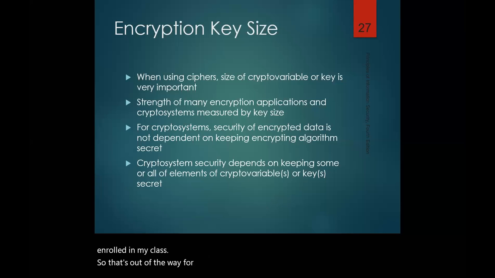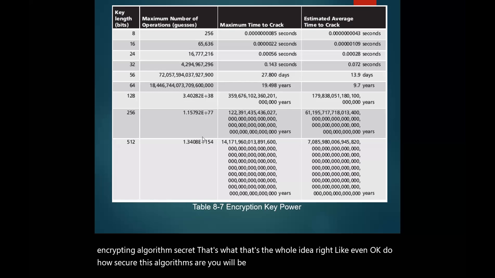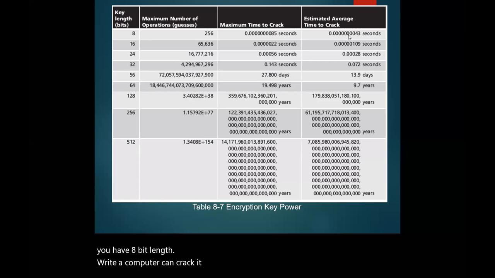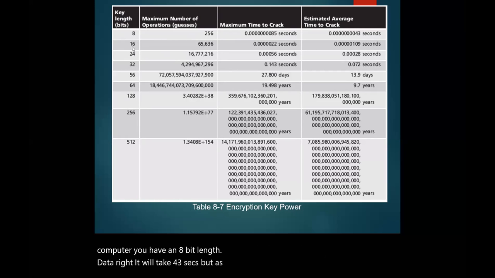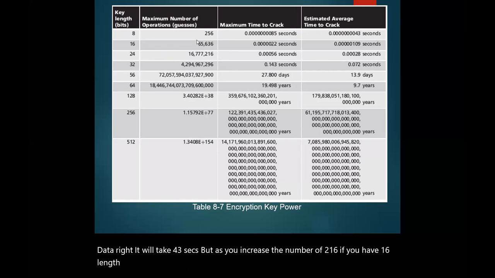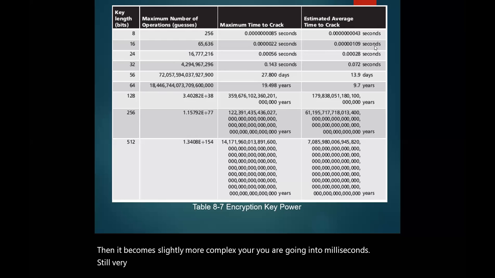For crypto systems, the security of data does not depend on the encryption algorithm being secret. That's the whole idea, right? Do you know how secure these algorithms are? You will be really surprised. If you have an 8-bit key length, a computer can crack it in nanoseconds, 0.43 nanoseconds. You may think, with the high-speed processing power of a computer, an 8-bit length would take 43 seconds. But as you increase to 16 bits, it becomes slightly more complex. You are going into milliseconds. Still very quick. A computer can still crack it in about 22 milliseconds.